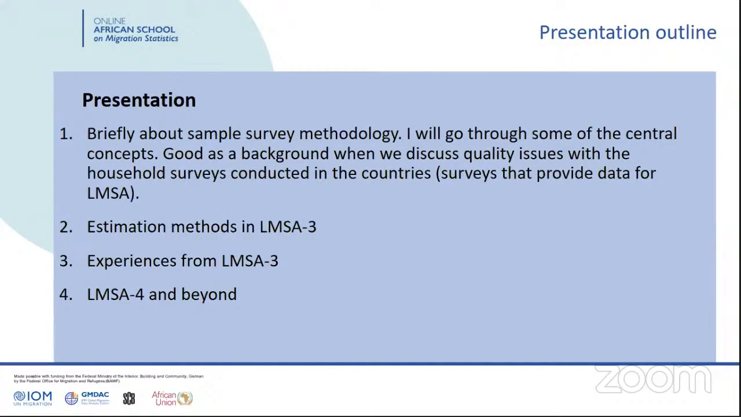So the presentation will be like this. I start with a very brief overview of sample surveys. And then I go into estimation methods for the LMSA3, that is Labor Migration Statistics for Africa, 3rd edition.